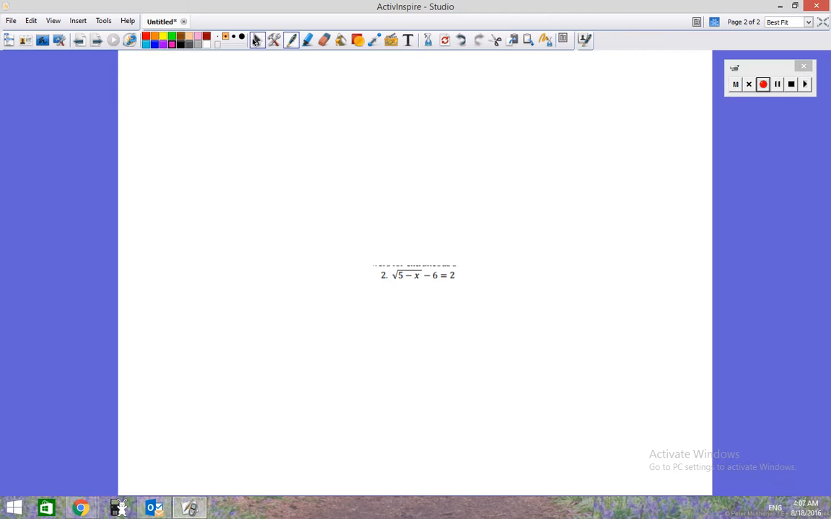Now, how is it different than the first one? Well, it has one radical and the other one had one radical, but on the left-hand side we have 2 terms. Terms are separated by addition or subtraction. This first term has my radical. This second term, that 6, I need to isolate the term with the radical.